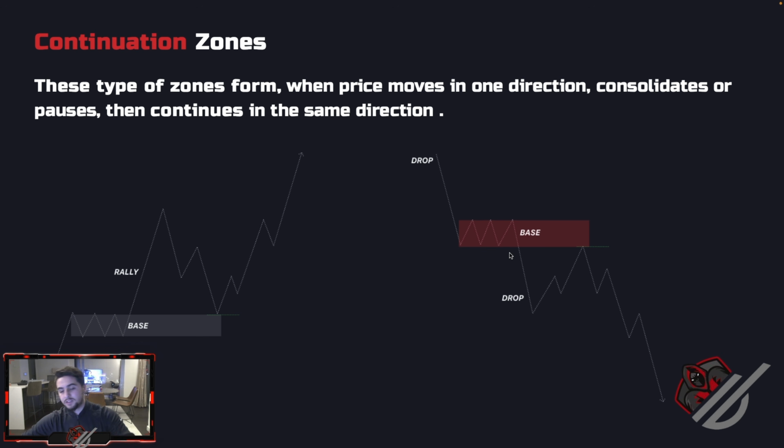Okay, and vice versa. In this case right over here, we have a drop. Then we have that continuation, that pause in price where price is redistributing. And then we see another drop continuing in its intended direction. We have a high, then a lower low, then a lower high, then an even lower low. So at that continuation where price created that base, this is an area of supply.